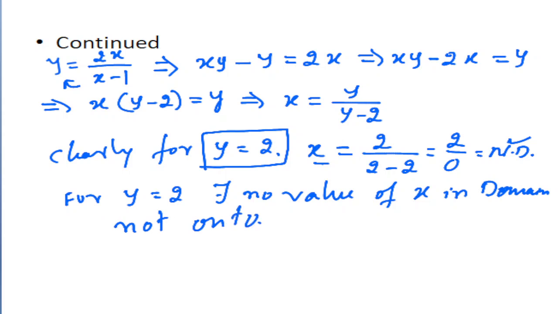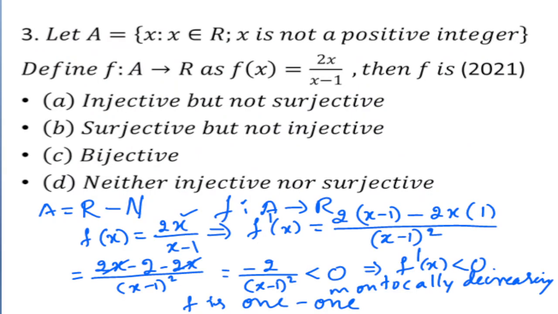Okay, friends. So this given function is one-one but not onto. That means this given function is injective but not surjective. Clearly, our option A is the right answer. Okay, friends, let's move on to the next one.